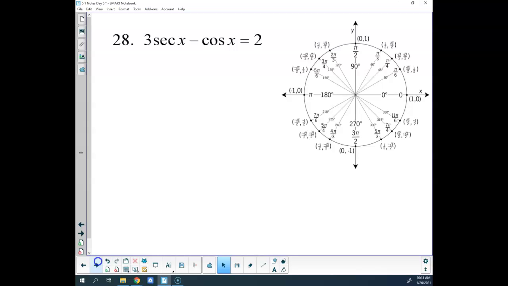Right off the start, what's the problem? What's the problem right off the start? Right from the jump. Can't factor it because it's two different trig functions and it's subtraction between them. Right? Okay? So we gotta manipulate. Which one do you want to manipulate? Secant or cosine? Secant. What is secant? It's 1 over cosine.